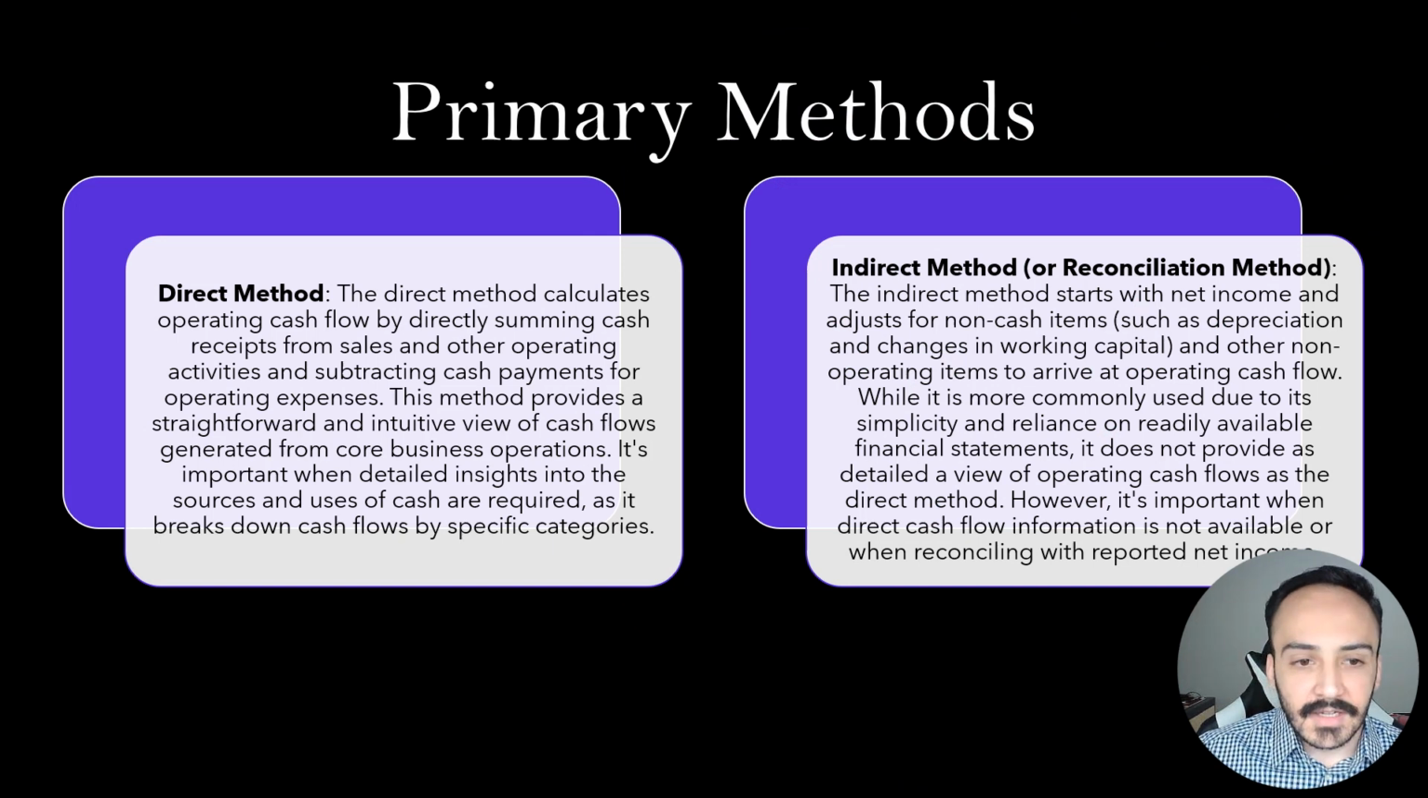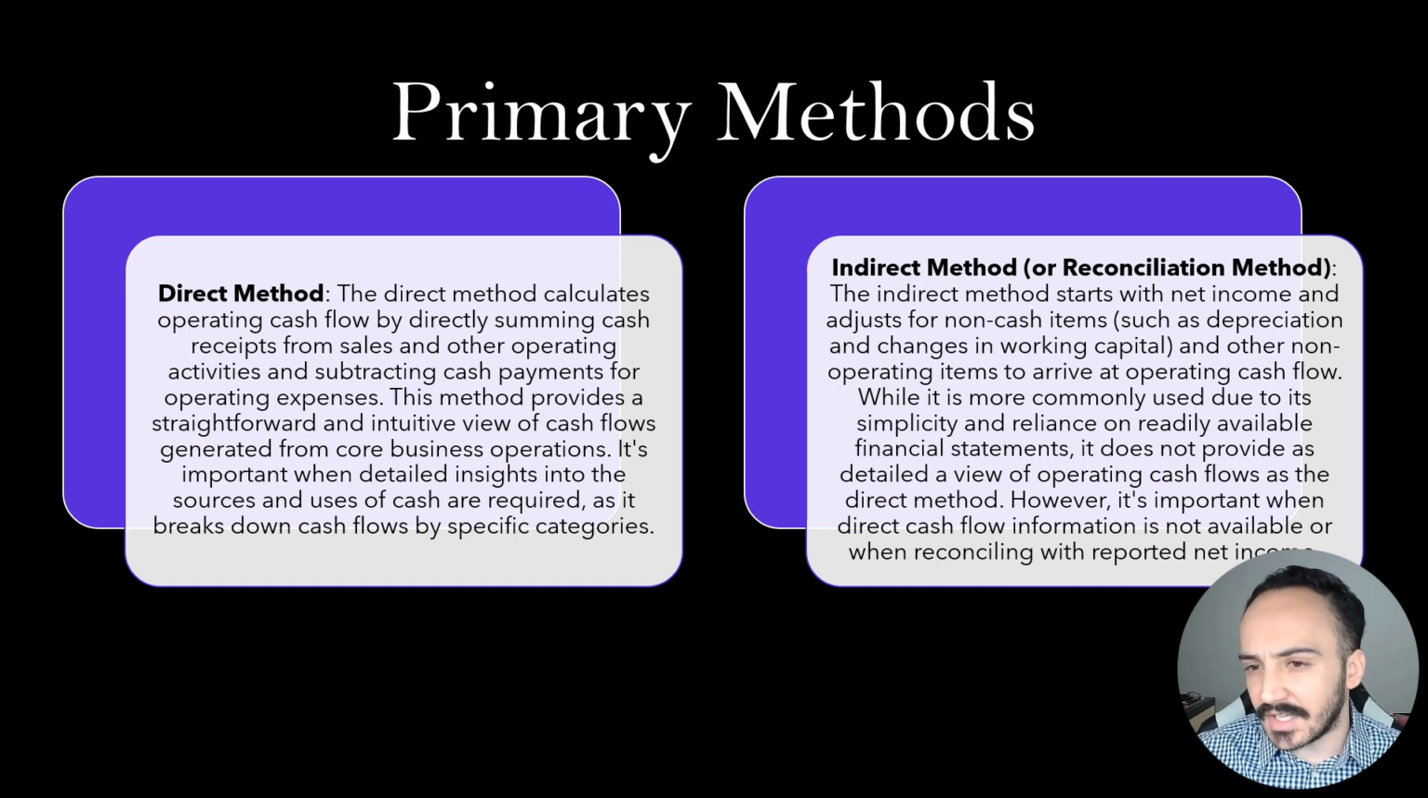Next slide, I'm talking about the primary methods. Number one, the direct method. The direct method calculates operating cash flow by directly summing cash receipts from sales and other operating activities and subtracting cash payments for operating expenses. This method provides a straightforward and intuitive view of cash flows generated from core business operations. It is important when detailed insights into the sources and uses of cash are required, as it breaks down cash flows by specific categories. Number two, indirect method.